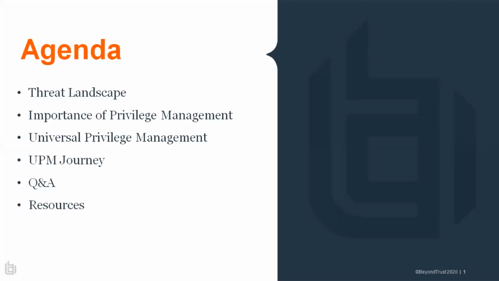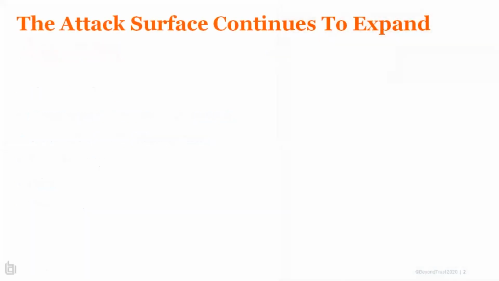Okay, this is the agenda that I have outlined. I'm briefly going to talk about the threat landscape. I'm going to talk about the importance of privilege management, why universal privilege management is important, and who this applies to. And I'm going to talk about 10 specific use cases about how you go about this entire universal privilege management journey. And finally, hopefully we should have some time for Q&A, and I'll point you to some right resources to start you off on the journey. You can go to the next slide, please.